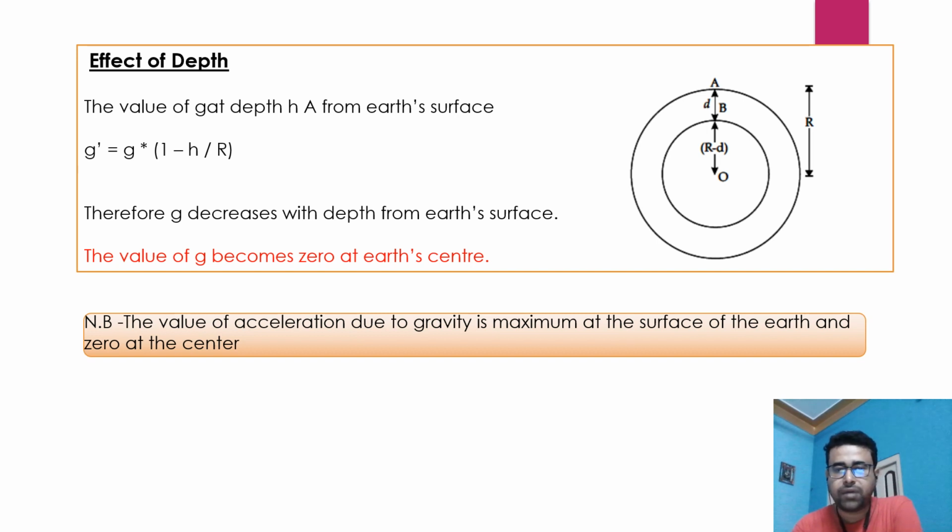So the value of acceleration due to gravity is maximum at the surface of the earth, and it will decrease when you go up, and it will again decrease when you go down. Okay, and it will be 0 at the center of the earth. This is the variation of acceleration due to gravity with depth.